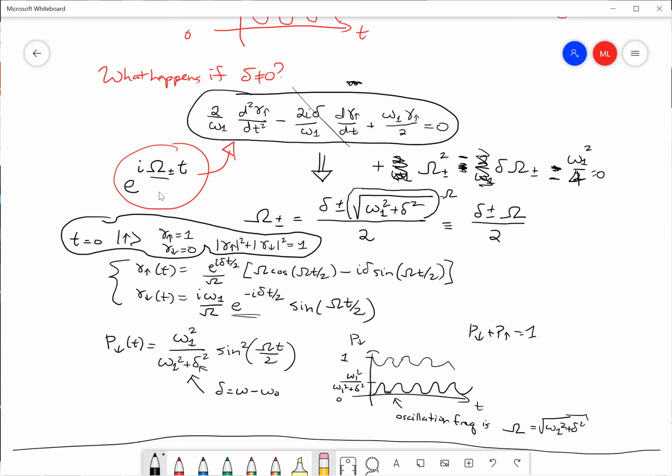Quadratic formula, right? Negative b would be delta plus or minus the square root of b squared, which is delta squared, minus 4ac. So the minus 4 cancels this 4. A is 1 and c is omega 1 squared. So that's this guy over 2a, which is 2. All right. So it's a little easier to see it this way. But anyway, yeah.